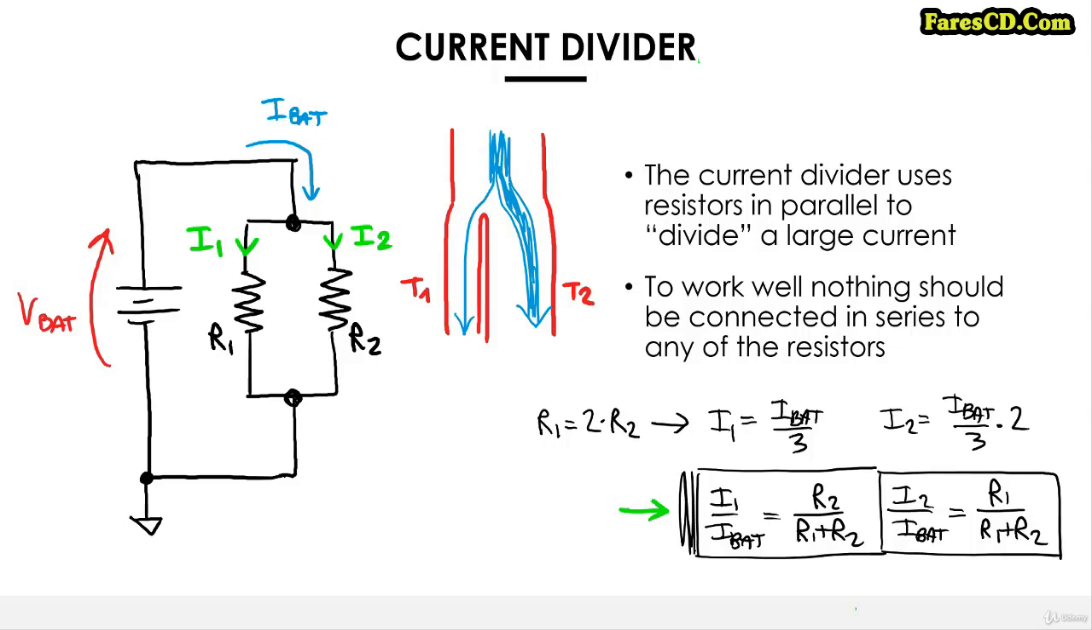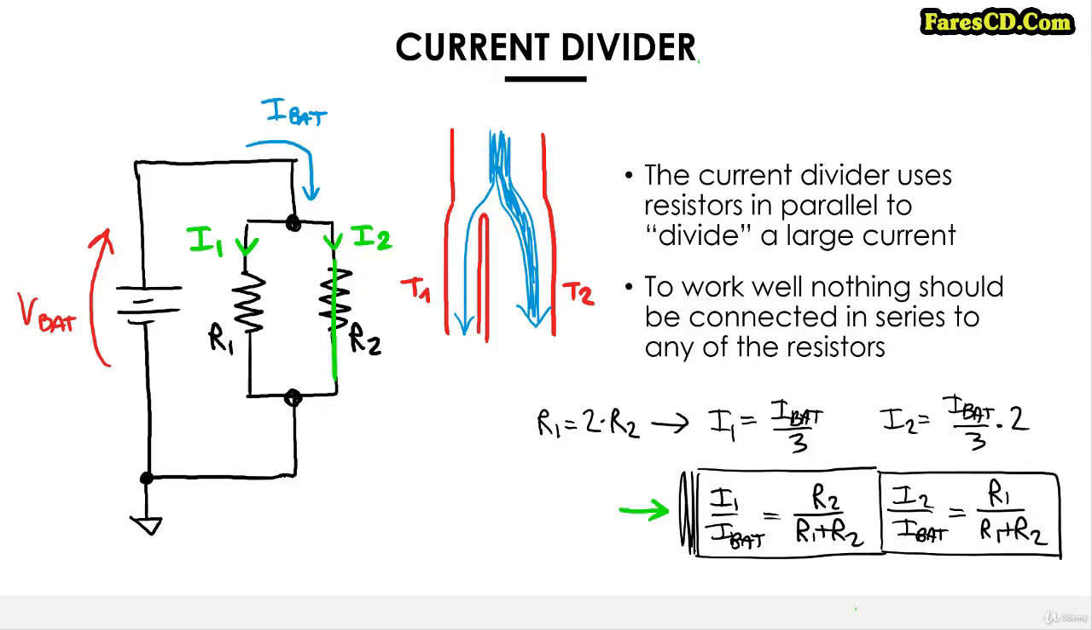Finally, let's look at the corner case. Imagine that R2 is equal to 0. That is, the resistor is replaced with a short circuit. Or in the case of the hydraulic circuit, the second tube is replaced by an infinitely large tube. In this case, the equation tells us that no current will flow into R1, and that all the current will go into R2.